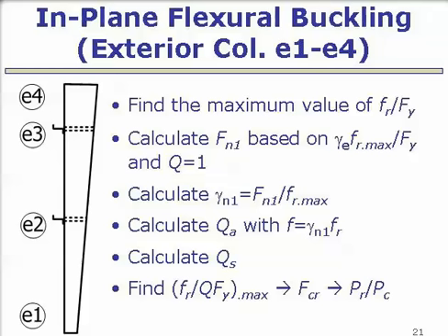We've got gamma, we've got FR over QFY maximum. We can use the column strength equations to get that critical. Then we can do P critical, PR over PC, and then to get our strength ratio.